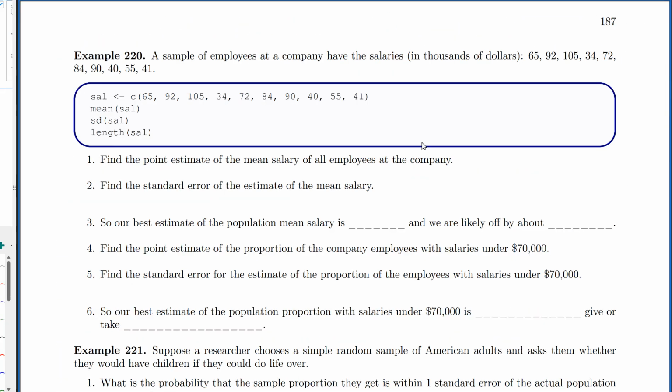In this example, a sample of employees at a company have the salaries in thousands of dollars. We have 65,000, 92,000, etc. Okay, so we have this list of data. I'm going to first put it into R and find my summary statistics. So I'm going to enter in R as a vector. We're making a vector, using c to combine all of these values. Then I'm going to ask for the mean, the standard deviation, and the length. The length will tell me the sample size.